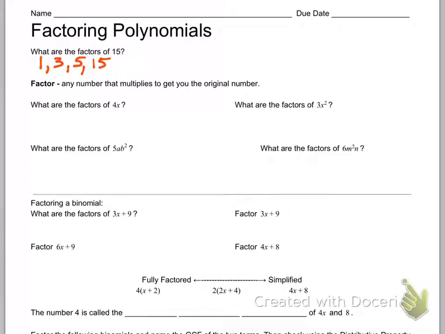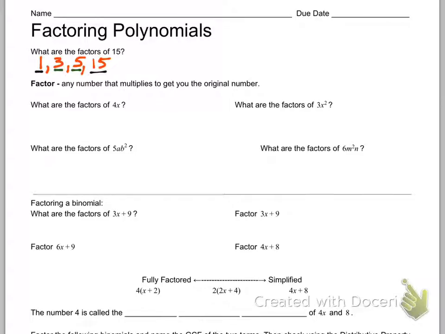I asked you this before I even talked about what factors are. You notice I gave you the definition: a factor is any number that multiplies to get you the original number. So 3 and 5 multiply to get you 15, and 1 and 15 also multiply to get you 15. That's also a good way to check later on when you're factoring monomials or binomials to make sure that you have all the factors. So let's try this one right here.